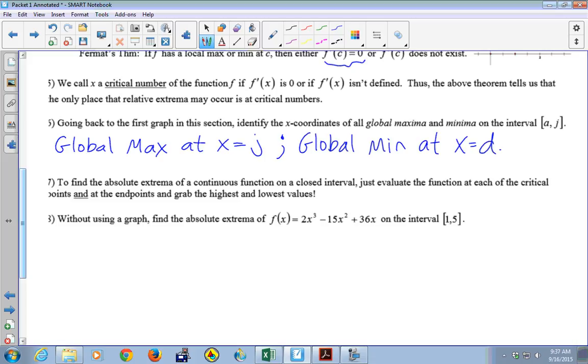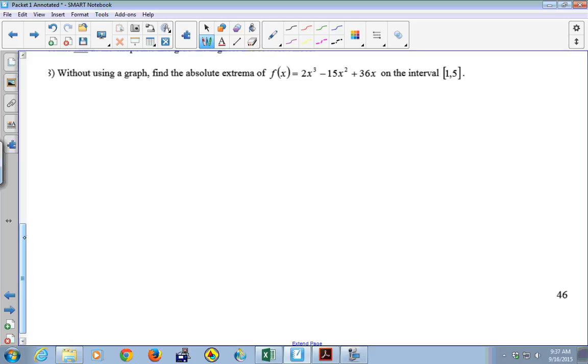All right, without using a graph to help us identify the peaks and valleys, I want to find the absolute extrema of f of x, which is this cubic polynomial on the interval from 1 to 5. So I want to find the biggest y value and the smallest y value between x equals 1 and x equals 5. All right, so local extrema, peaks and valleys, happen when the derivative is either 0 or undefined. So I have to find the derivative first.